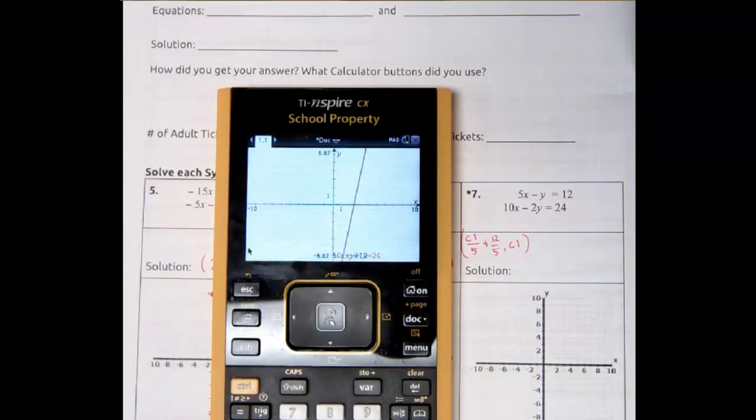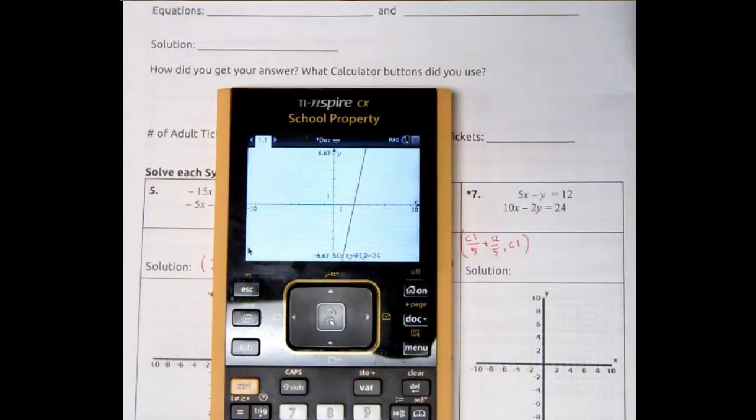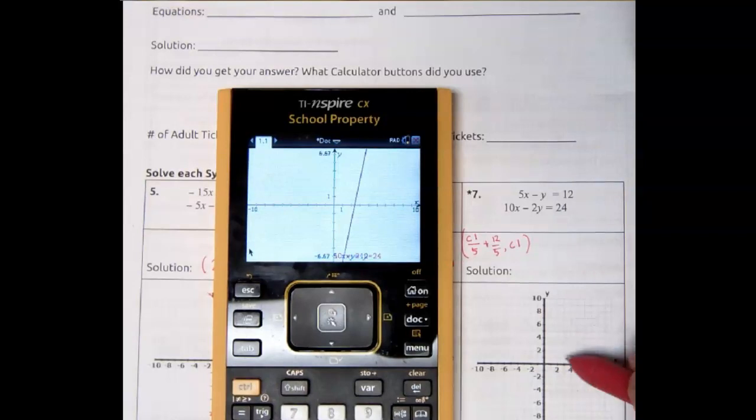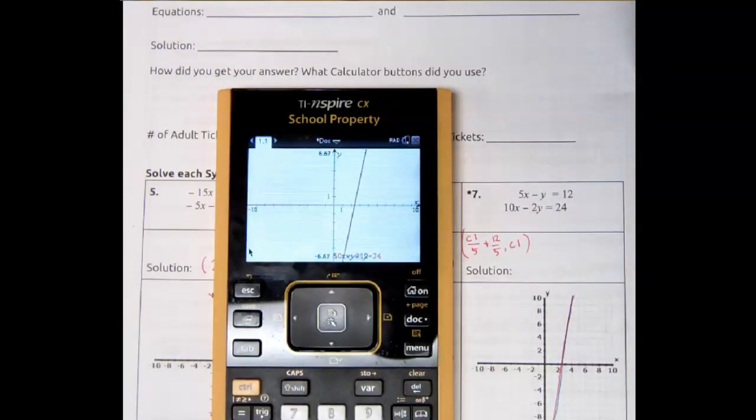And if you paid attention, it graphed directly on top of that same graph that was already there. So what it looked like was this. I'm going to try to sketch this on my graph. It was like this. And then when I hit enter for my second line, it graphed directly on top of the graph that was already there.